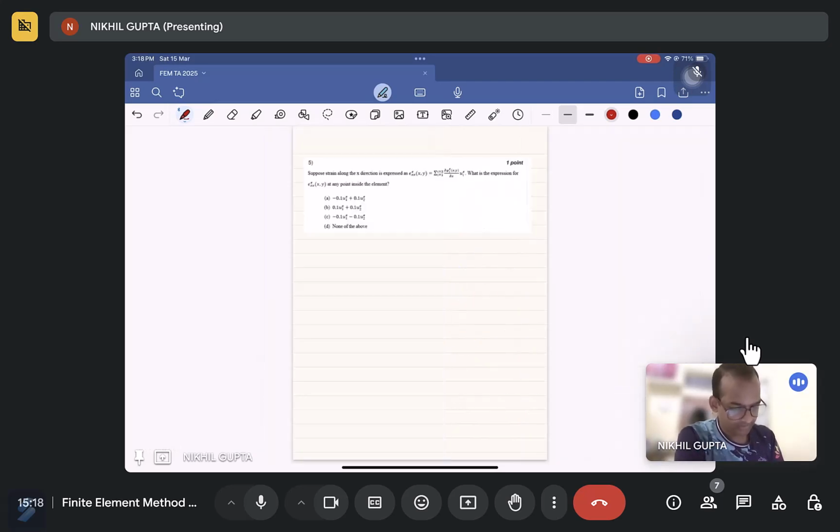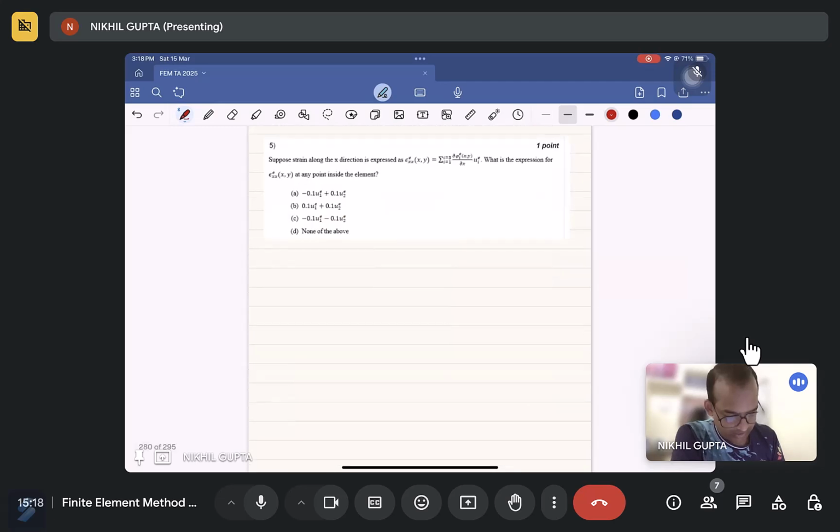So now question number 5. It is also the linked question. It says, suppose the strain along the x direction is this, which is the obvious thing. And what is the expression for epsilon xx at any point inside the element? Okay, so this is also the same thing.